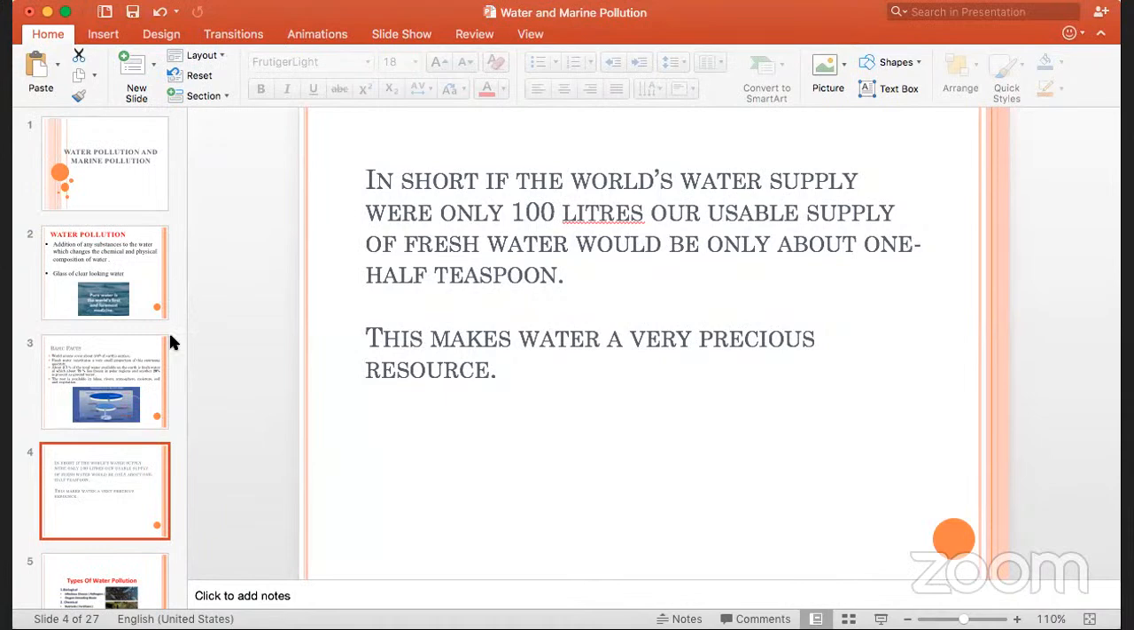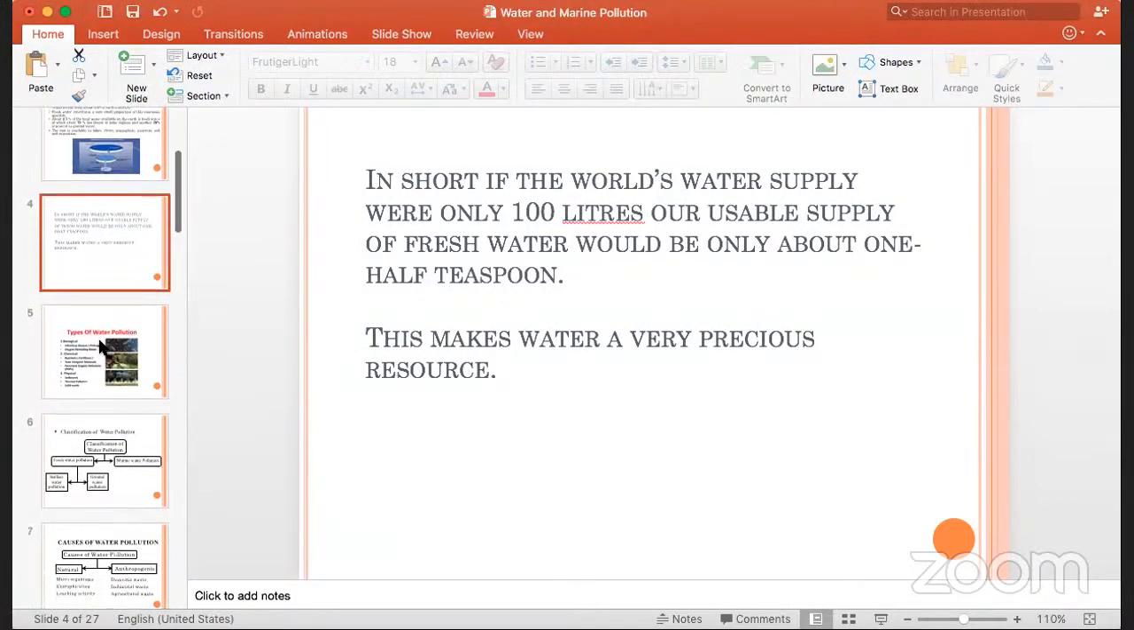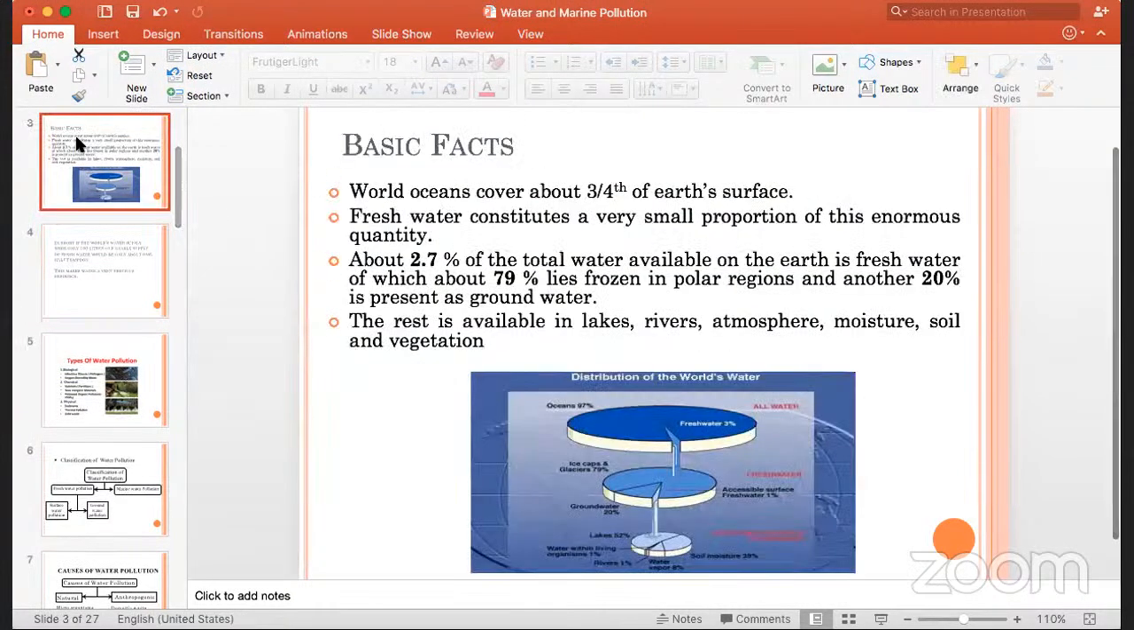So usable water is only about half a teaspoon, right? This makes water an extremely precious resource. Water is therefore very vital for us because we have only about half a teaspoon of fresh water. All of the other water is locked in glaciers or in oceans.